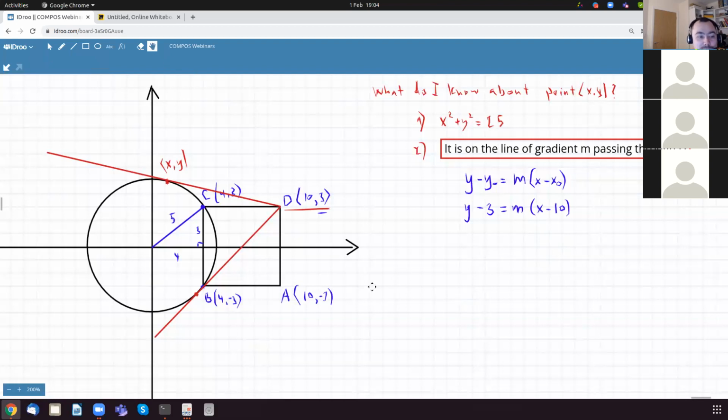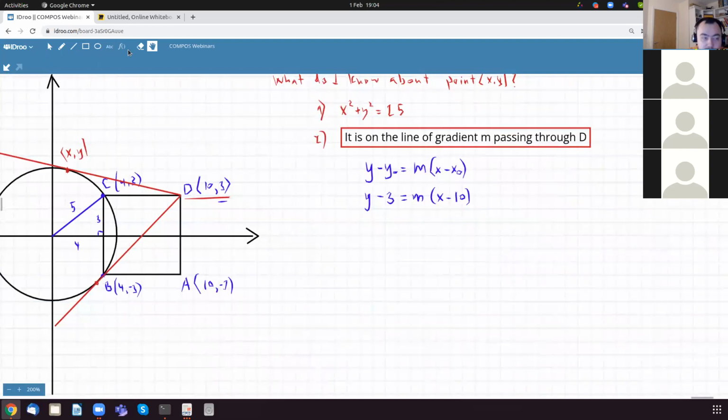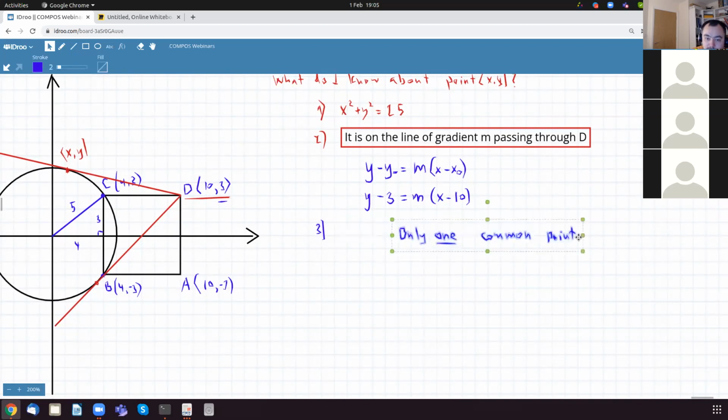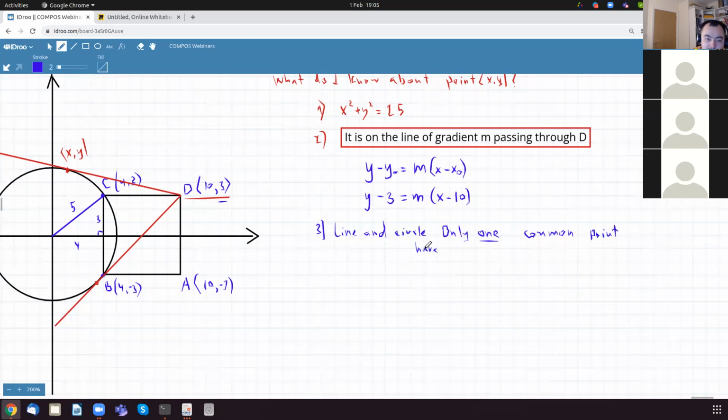Now, one more thing that I know, which is very important to this question, is that because it is a tangent, the line and the circle have only one common point.